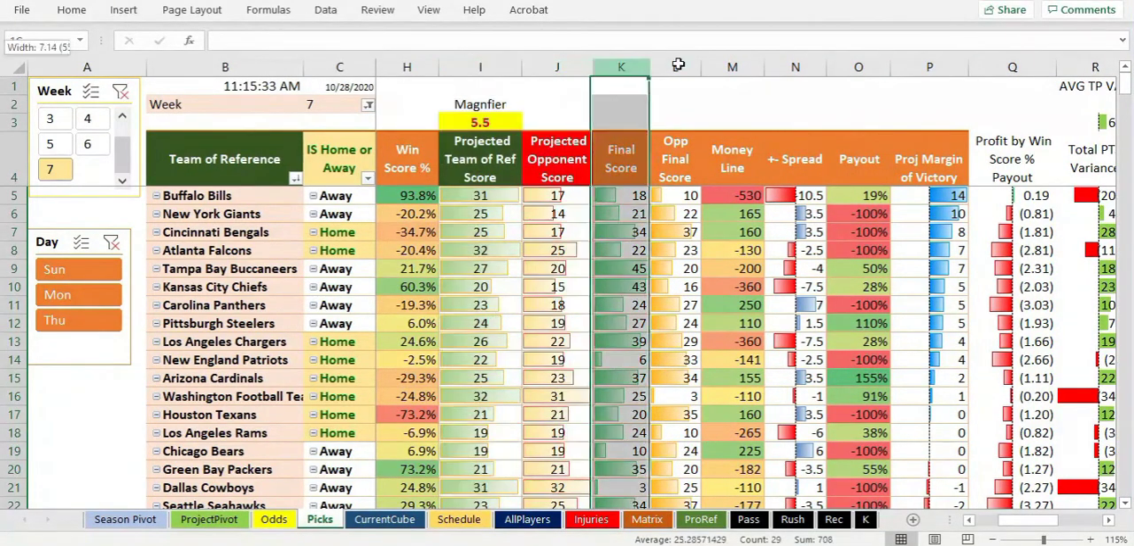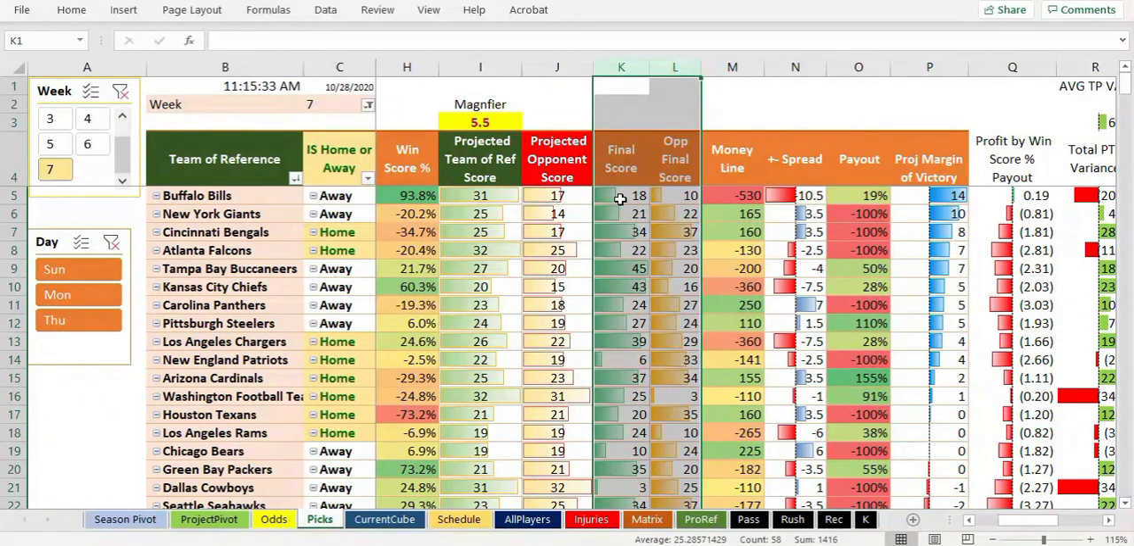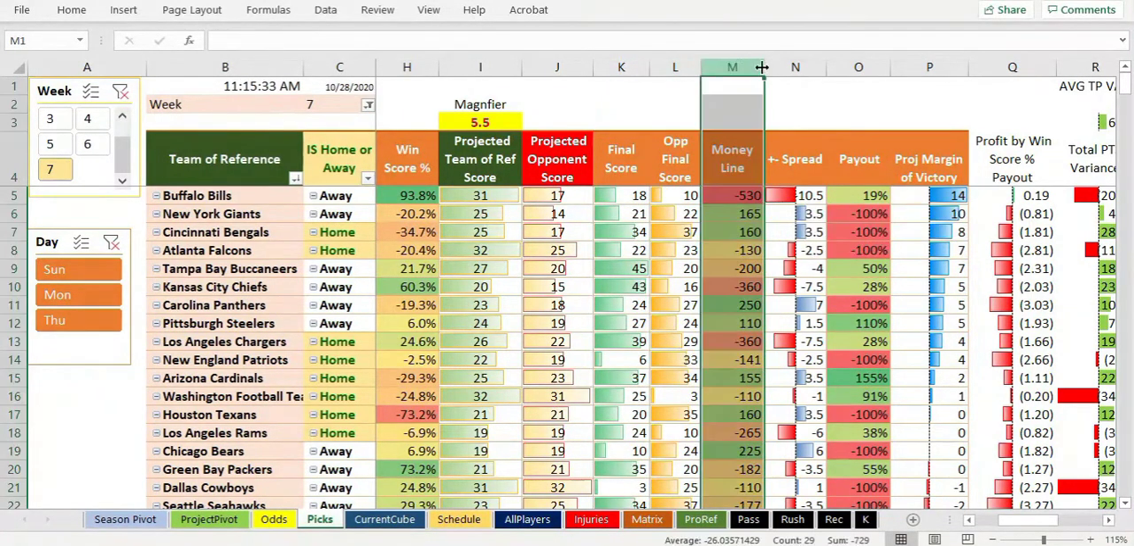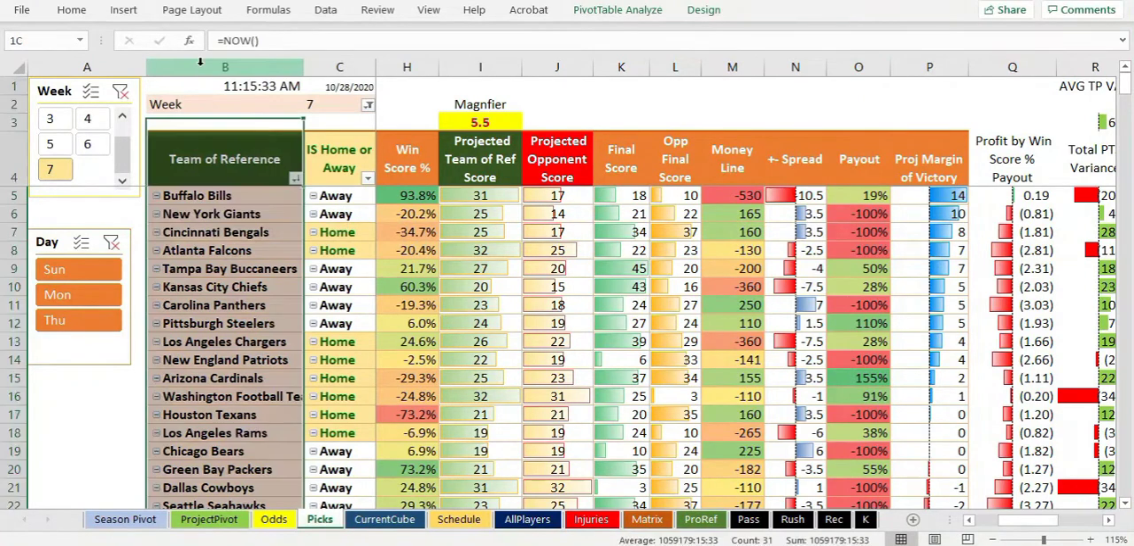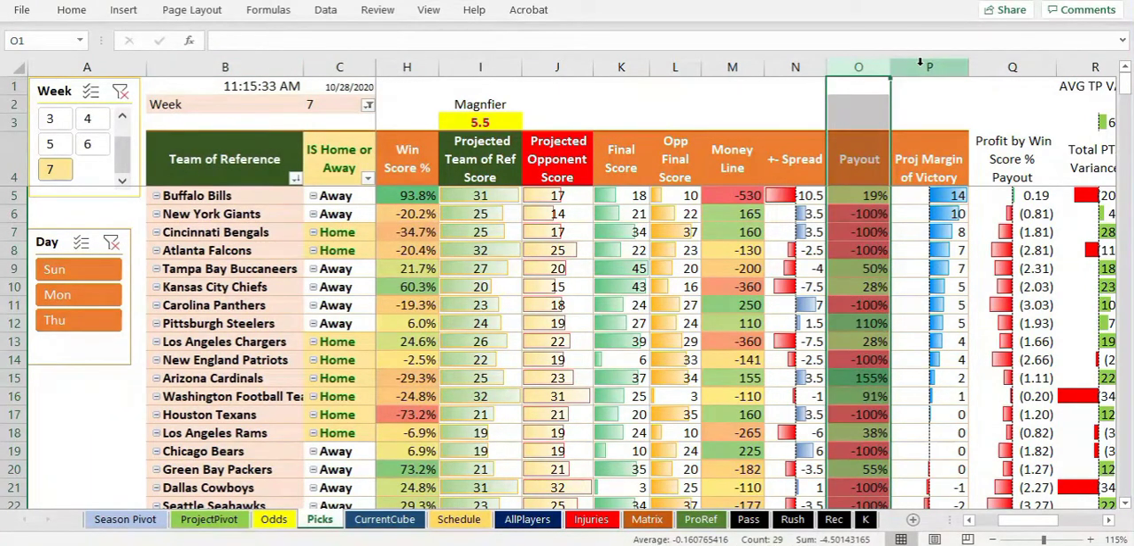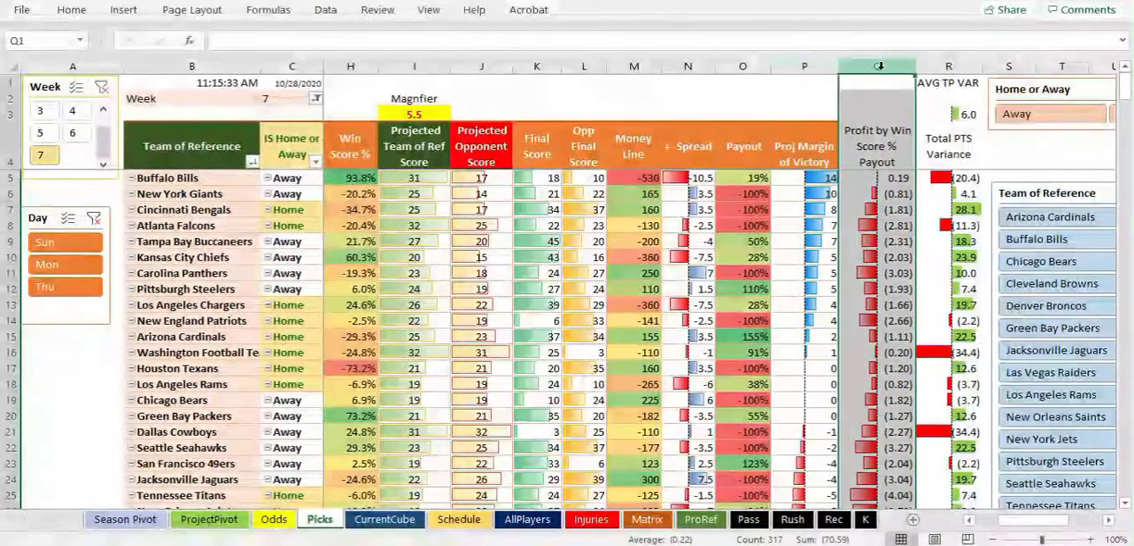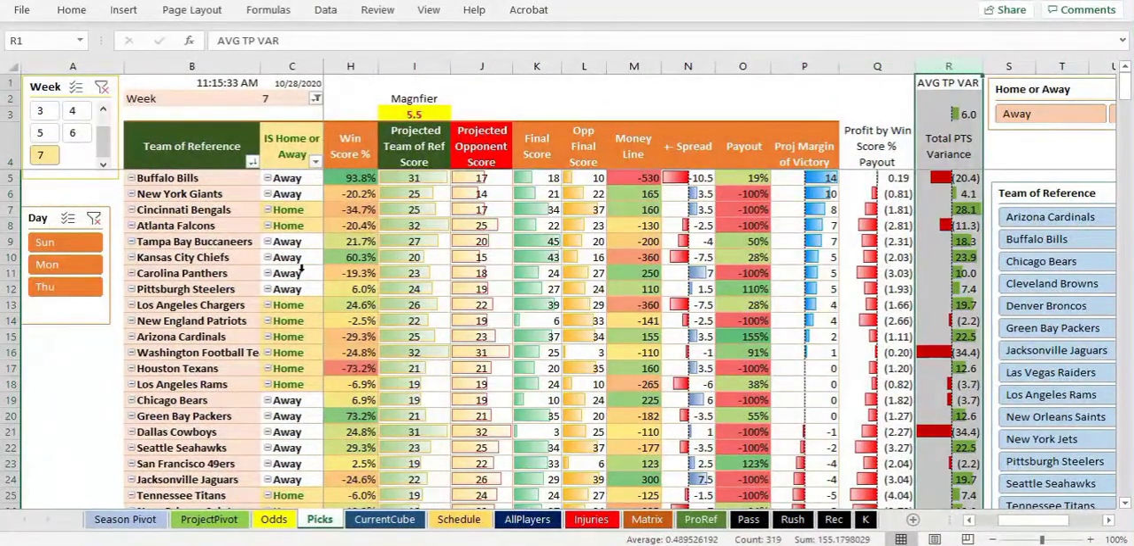Then we have some actual results. So here are the results from those games. And this is what the money line was. This is what the spread was. And then the payout relates to whether or not the team of reference that we're talking about won the game, and what the payout was. And this was our projected margin of victory. And then there's a running profit over here. And then there's a point variance, which I'll get into.